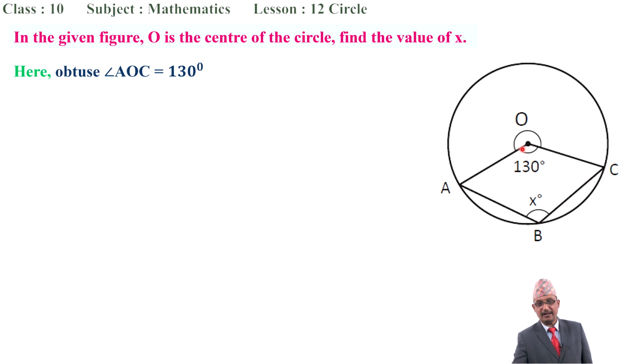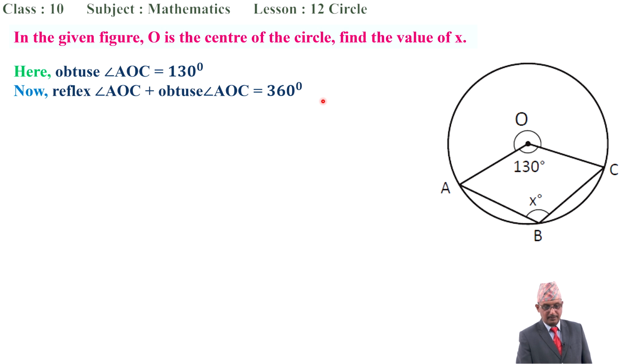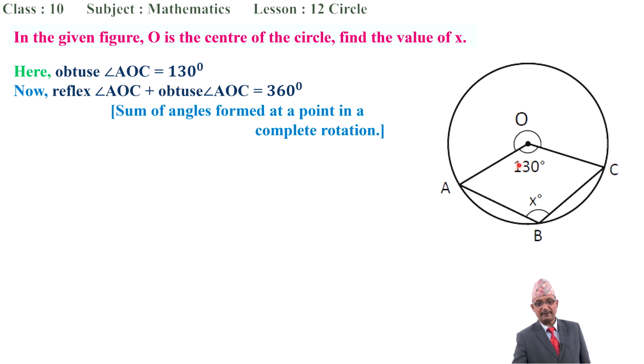But reflex angle AOC means this upper angle plus obtuse angle AOC. If we add these two angles, reflex angle AOC plus obtuse angle AOC, then we get one complete rotation. And we know that one complete rotation is 360 degrees. So what we can write, reflex angle AOC, this upper one, plus obtuse angle AOC, this lower one, equals 360 degrees. Why? Because of the sum of angles formed at a point, because both angles are formed at the same point O in a complete rotation. That's why 360 degrees.